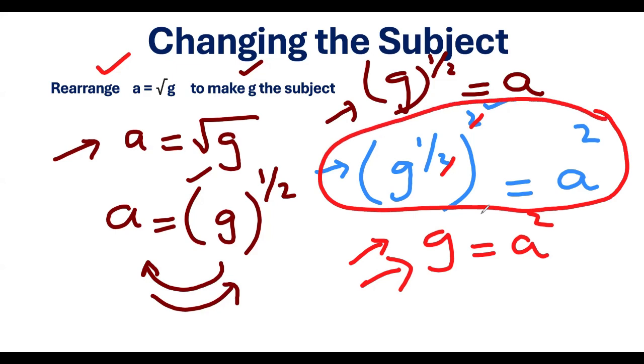You have to take power 2 on both sides. Why are we taking power 2? Again, try to understand: because 2 and 2 can be cancelled and G is only left. G to the power 1 means only G. G is equal to A square. This is the answer for this question, changing the subject.